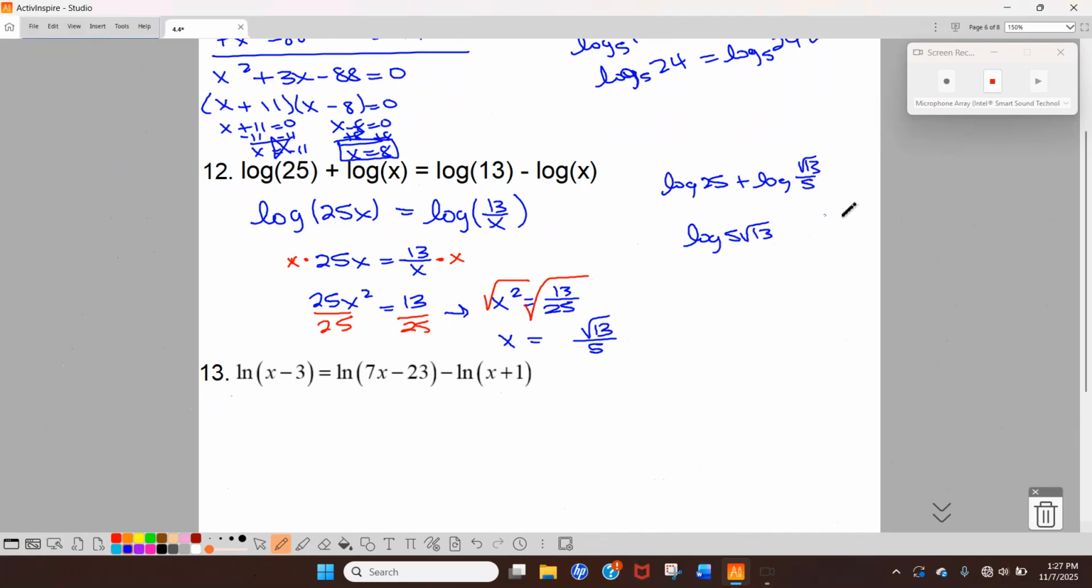Hopefully you followed that. Well, on the other one, if I have log 13 minus log of root 13 over 5, then if I try to do 13 over root 13 over 5, that's going to be 13 times 5 over root 13, which will be, if I rationalize the denominator, these will become just 13 and cancel out that 13. So I'll just have 5 root 13 again.